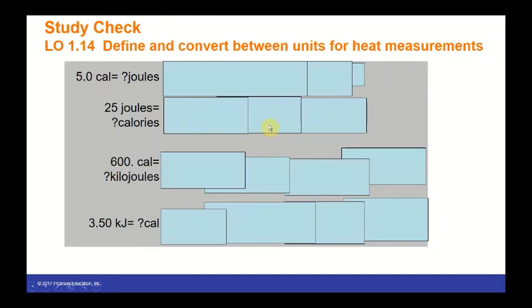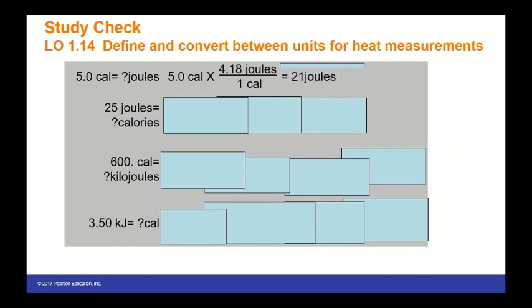Here are some other calculations to help you with converting between calories and joules. How many joules are in 5 calories? Start off with what we were given. We use our conversion where we have joules on top, calories on the bottom, plug that into our calculator, and we get 21 joules. Let's try the next one.